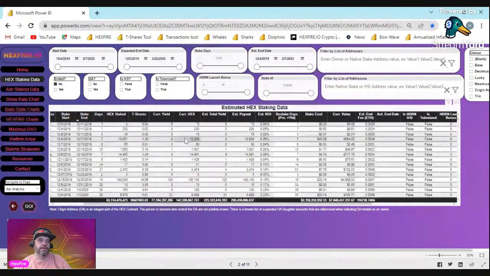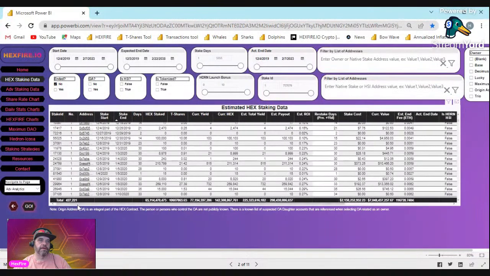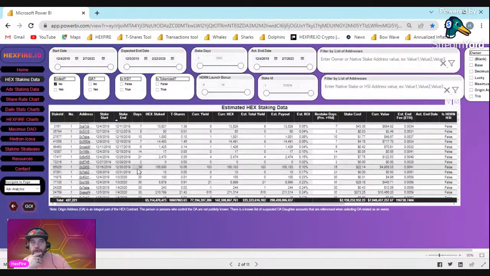And so you can see these are all the stakes that are in the system, 427,000. We're fast approaching. These are the open ones. We've got a bunch that are closed. We're around 750,000 stakes total. So maybe by the end of the year we'll be at 1 million. That's going to be a pretty exciting number.